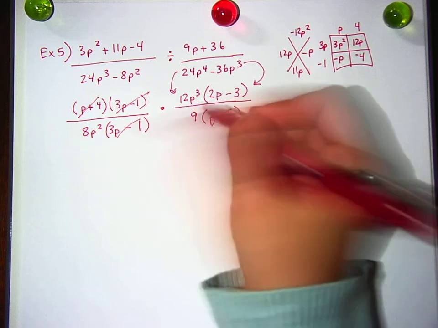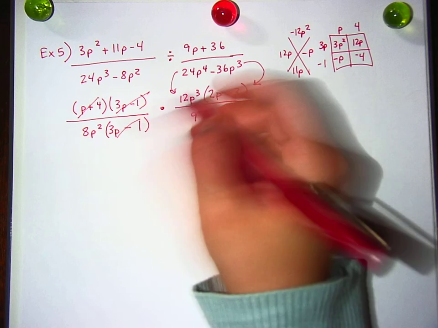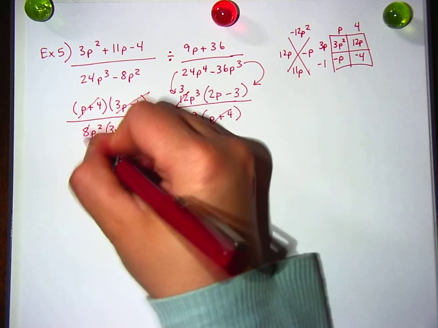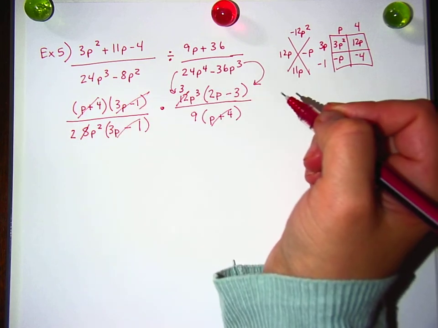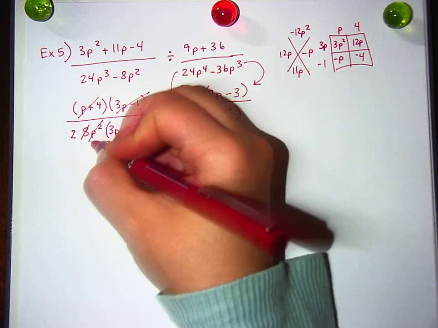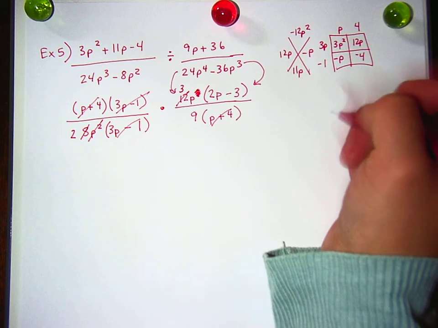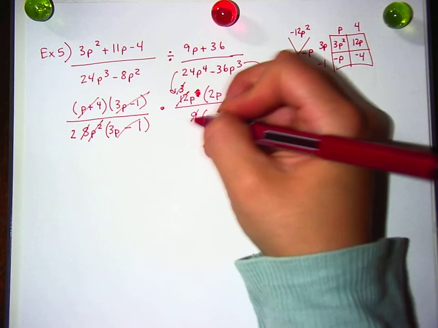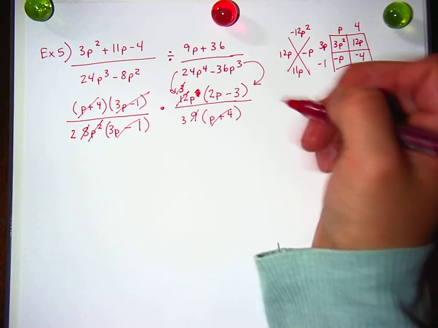All right, but then what else can I take out? Let's see. I can take out this 12 and this 8. I'm going to take a 4 out of both of those, so I'm left with a 3 and a 2. We got a p to the third up here and a p squared down there, so I'm going to cancel that one out and call this one just p. And then I've got a 3 and a 9 left, so I'm going to cancel that one out and call this one a 3. I know it looks messy and gross, but what's left?